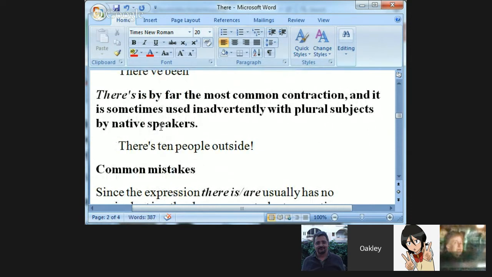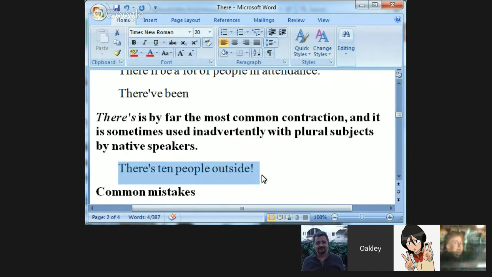Okay, now let's get to the mistake and what you have to be careful about. The mistake that not only language learners, but actually native speakers frequently make. And trust me, you will definitely hear native speakers make this mistake. It is extremely common. There's 10 people outside. Why is this a mistake? Kimura, do you know why this is a mistake? Oh my God, there's 10 people outside.